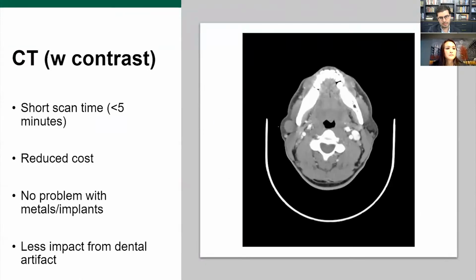I like CAT scan a lot. It's relatively short to do. It's a lot less expensive than MRI is. It's better with metal or general artifact. And for the nodal disease, I think it gives you the best bang for your buck.